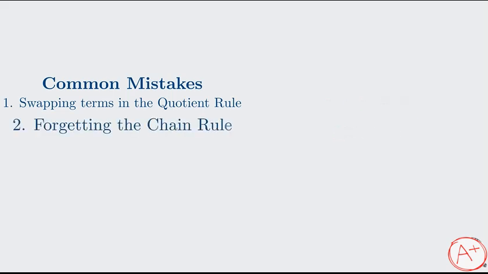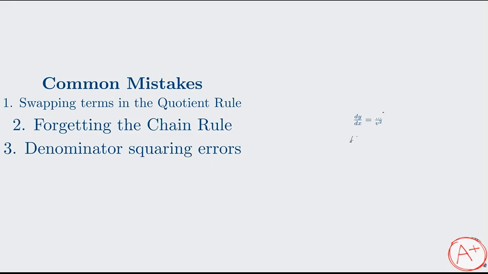When differentiating a product like x sine of 2x, many students forget to differentiate the inside of the function. They write the derivative of sine of 2x as cosine of 2x instead of 2 cosine of 2x. In the quotient rule, students often forget to square the denominator, or they mistakenly differentiate the denominator in the bottom of the fraction. The formula is always v squared.